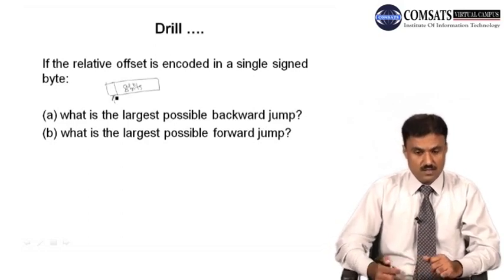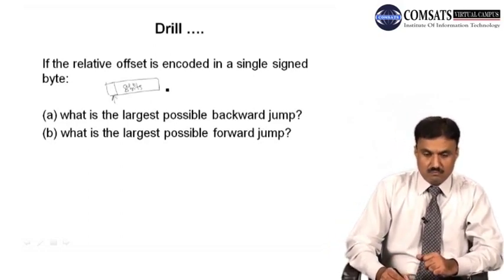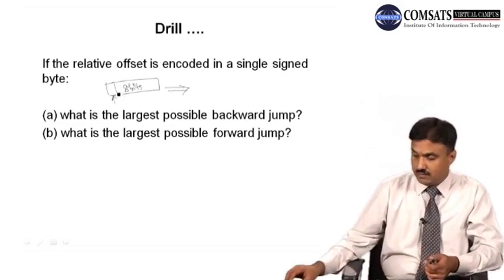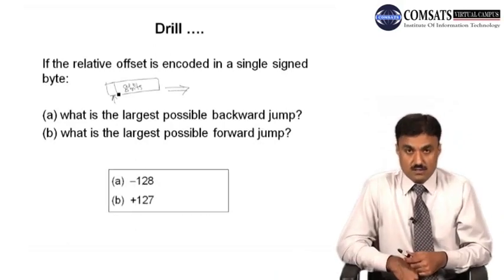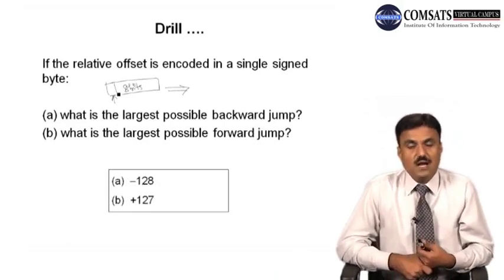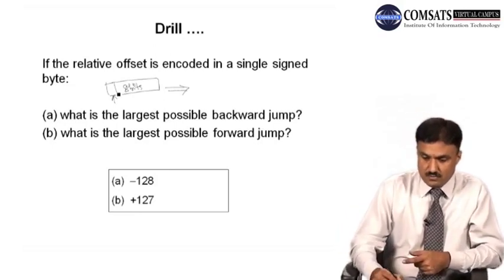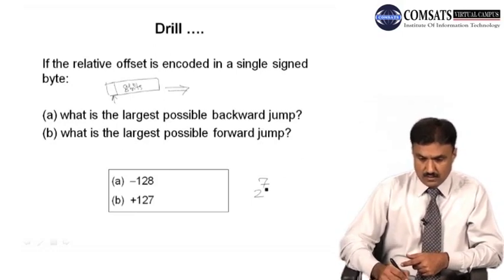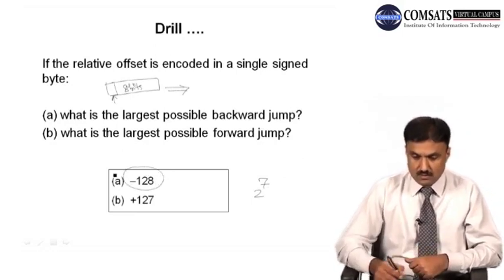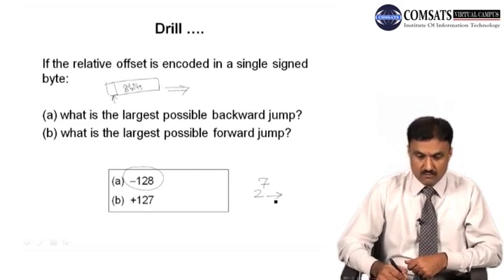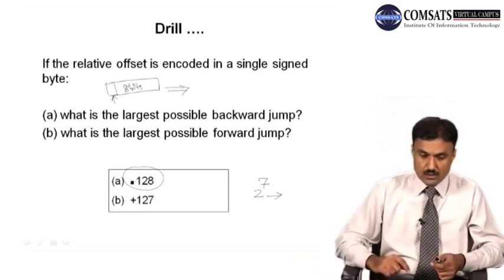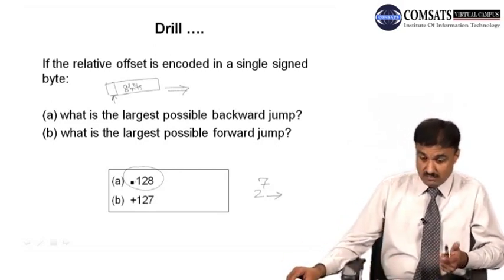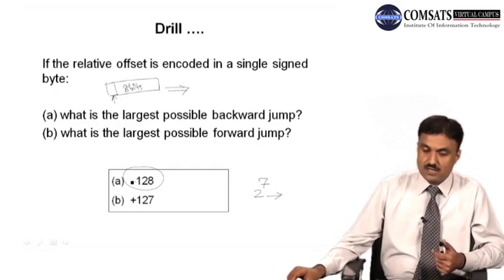The easiest solution is, if you know the maximum positive and negative value, that will be the answer. So the answer is minus 128 and plus 127. 2 raised to the power 7 is the maximum value in positive, and the negative value is minus 128.